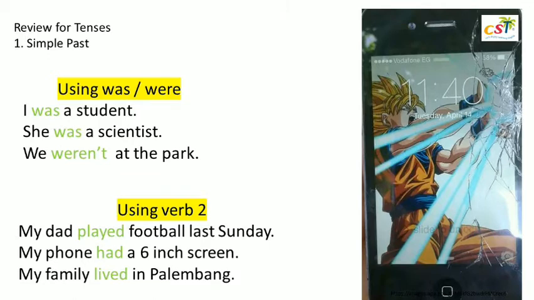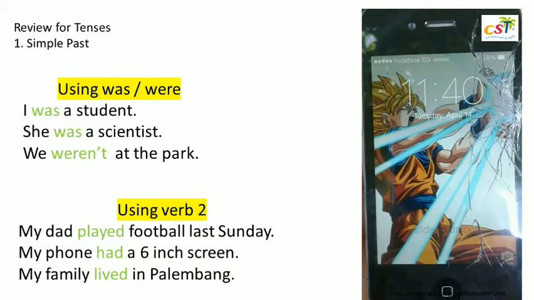If you use verb 2, yes, you only have to change verb 1 into verb 2. For example, my dad played football last Sunday. Ayah bermain sepak bola Sabtu kemarin. Sorry, I mean minggu. Kalau negatifnya, my dad didn't play football last Sunday.